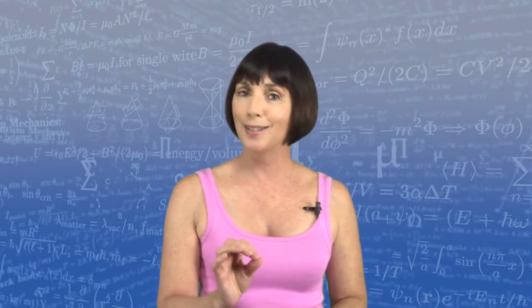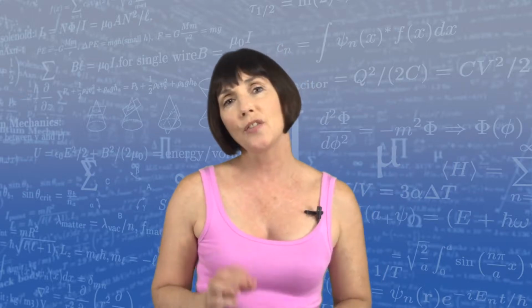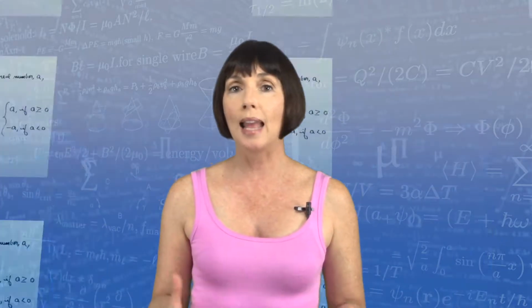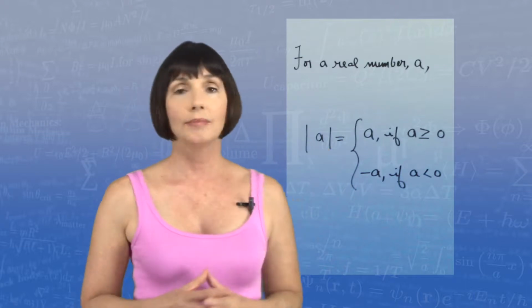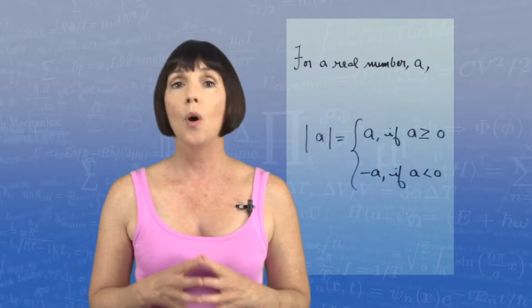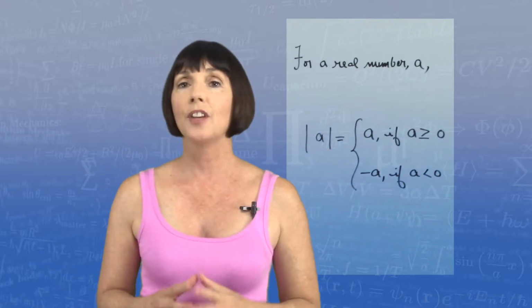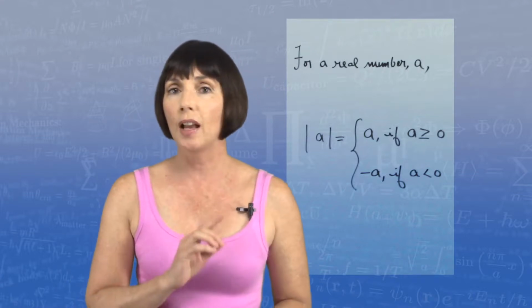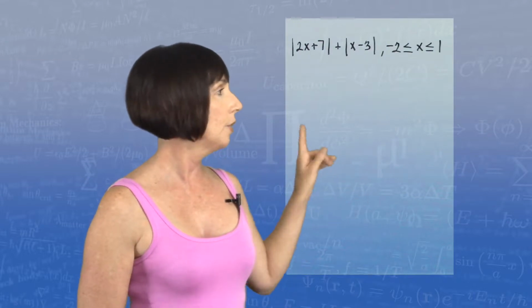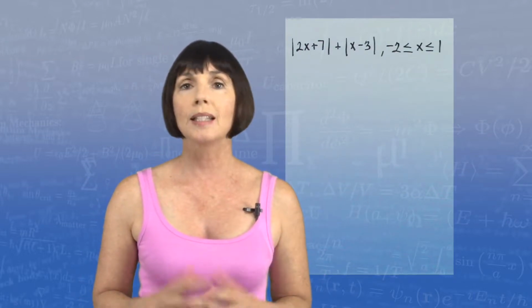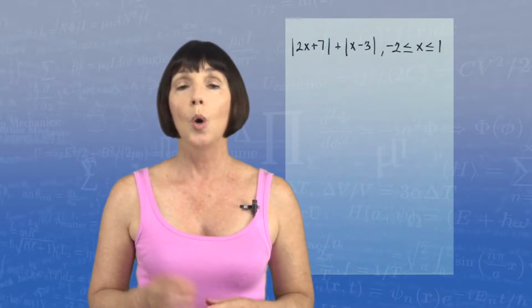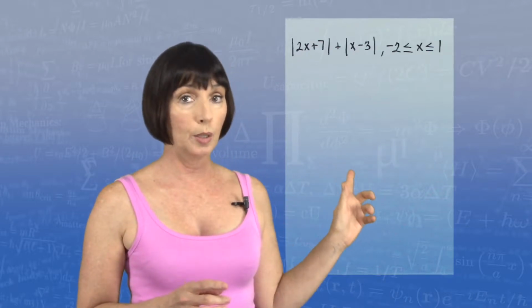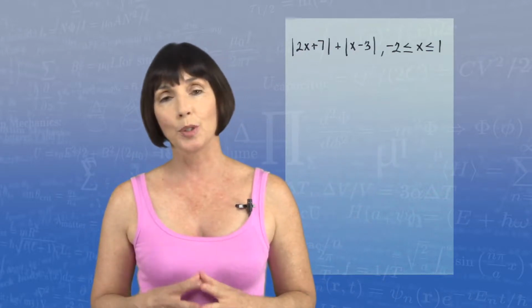Now, just to remind ourselves, the definition of the absolute value of a real number a is a, if a is greater than or equal to 0, or the opposite of a, if a is less than 0. Keeping that in mind, let's simplify this expression: the absolute value of 2x plus 7 plus the absolute value of x minus 3, when x is greater than or equal to negative 2 and less than or equal to 1.